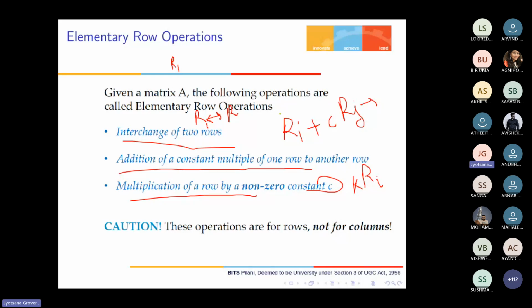Why are they useful? They are useful for finding the ranks. And the important point is these are only for rows. They are not for the columns. Important point. You cannot have elementary column operations. Only row operations.